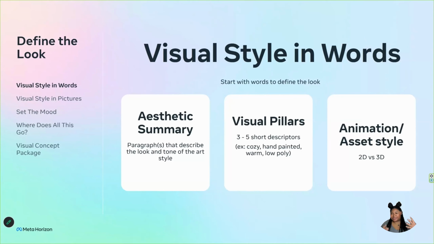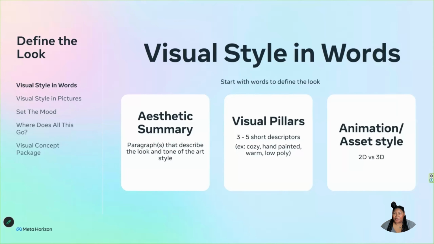We want to come up with a summary of descriptors, things that'll help illustrate the picture before we even bring a picture into the actual view. So that can look like an aesthetic summary, a paragraph that describes the look and tone of the art style that you're going for. There can be visual pillars. And this is my personal favorite, having 3 to 5 short descriptors. If you've seen any of my stuff, it's cozy, hand painted, warm, low poly. I like that look. I tend to stick to that look, but you want to be able to describe it so that you can use it to gauge if something is actually meeting those style metrics.